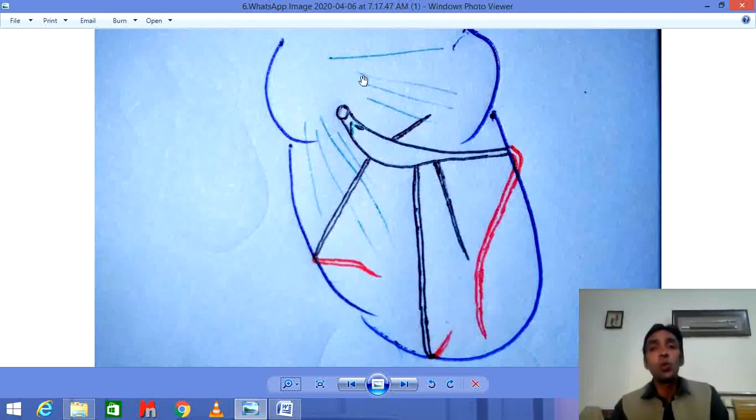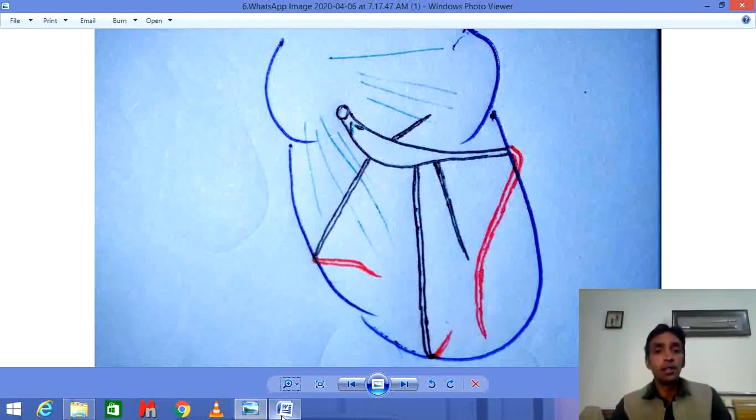And there is no valve in these veins. These veins open directly into the right atrium. There is no need of connection with the coronary sinus. These veins open directly into the right atrium of the heart. These also drain the deoxygenated blood from various parts of the heart and open directly into the right atrium.